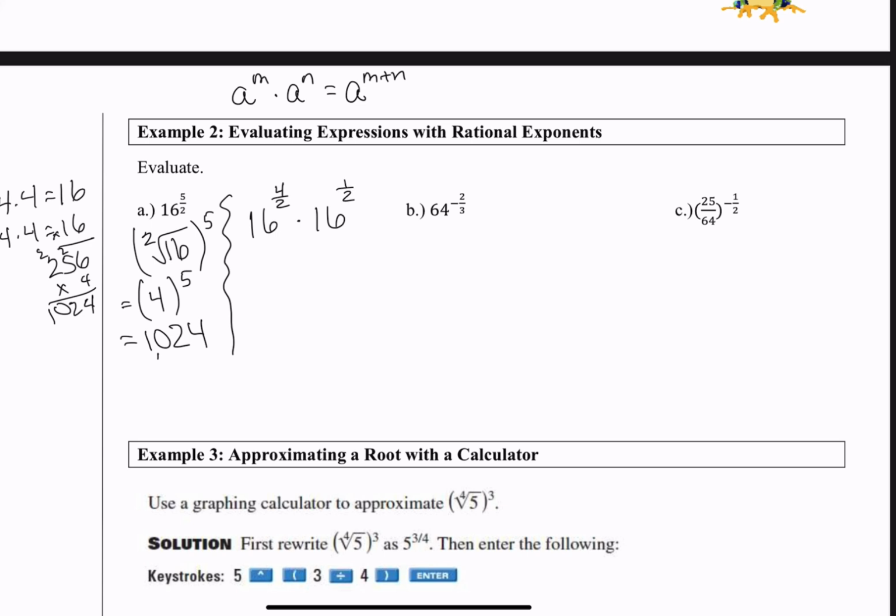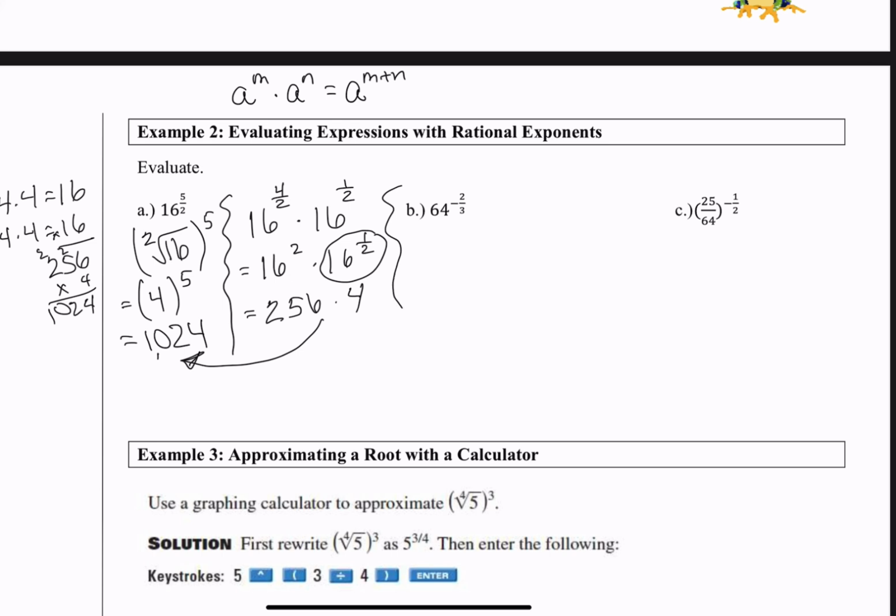All right, well, 16 to the 4 halves is 16 squared, I'm just simplifying, times 16 to the 1 half. Well, 16 squared, as we learned back there, was 256. And the square root of 16, which is 16 to the 1 half, is 4. And I'm right back to my 1,024. Okay, and we're going to do a lot more of that in our next section in 7.2.